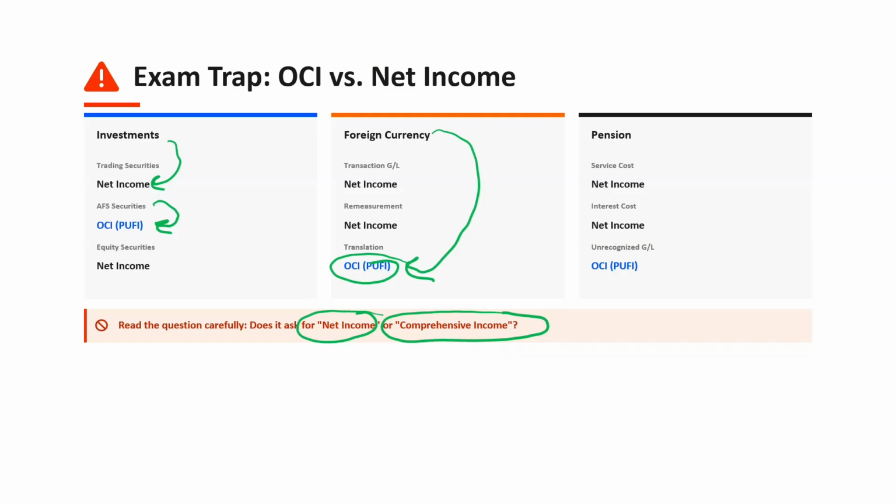In a similar way in the pension, the service cost and the interest cost go to net income. But if there's an unrecognized gain or loss, it goes to the other comprehensive income statement.